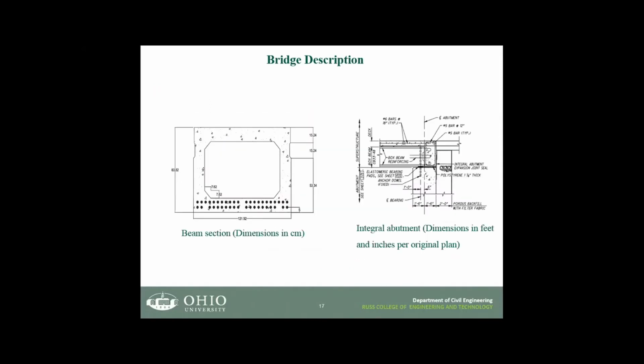This is the cross section of the beam. The beam has a depth of 33 inches and a width of 42 inches. The end of the beam is sitting on 3 bearing pads placed parallel to the abutment, and the longitudinal reinforcement from the beams extends into the abutment. That is to make the integral abutment.